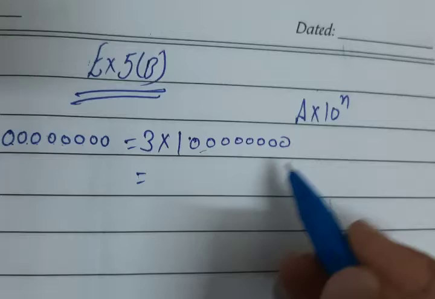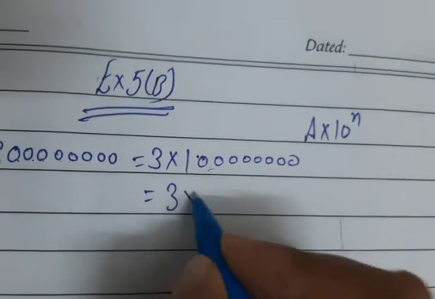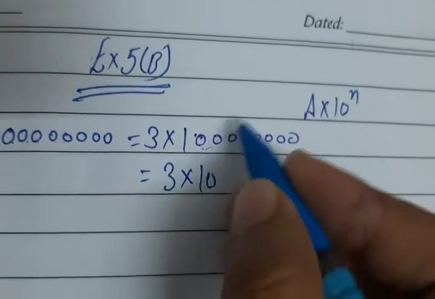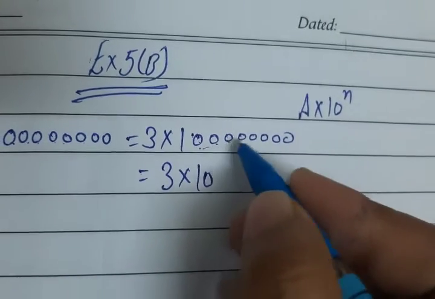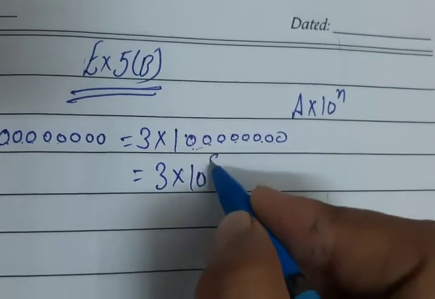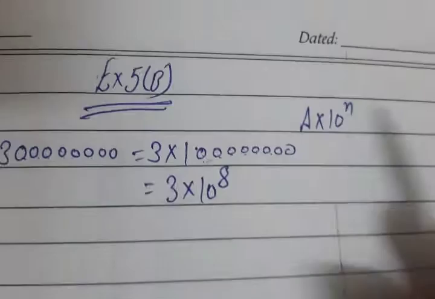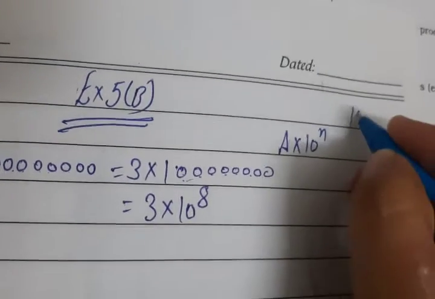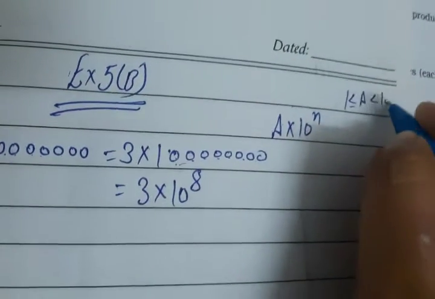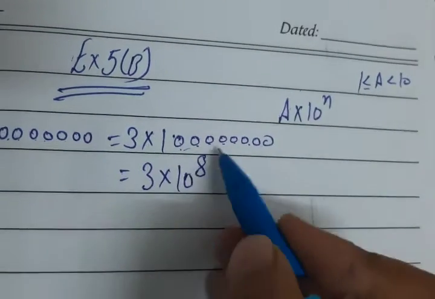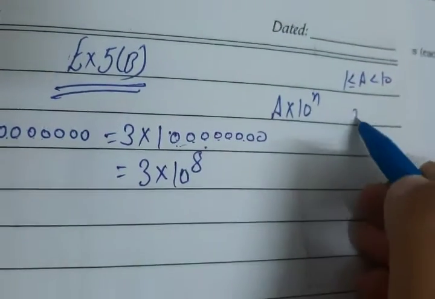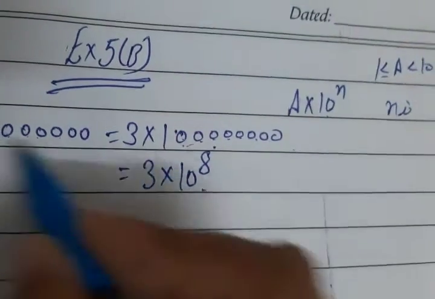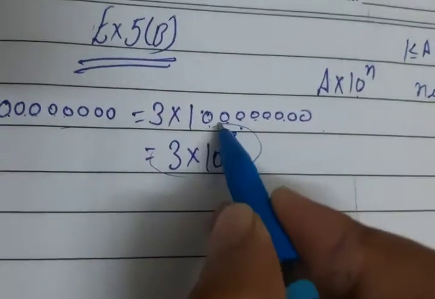How will we write these numbers in exponent form? 3 into 10 raised to power, and now how many zeros will come? 1 2 3 4 5 6 7 8 zeros will come. Now compare these. The condition is that a always lies between 1 and 10. This satisfies the condition, and 10 raised to power n has an integer power. That is the same. We will express this number in standard form like that.